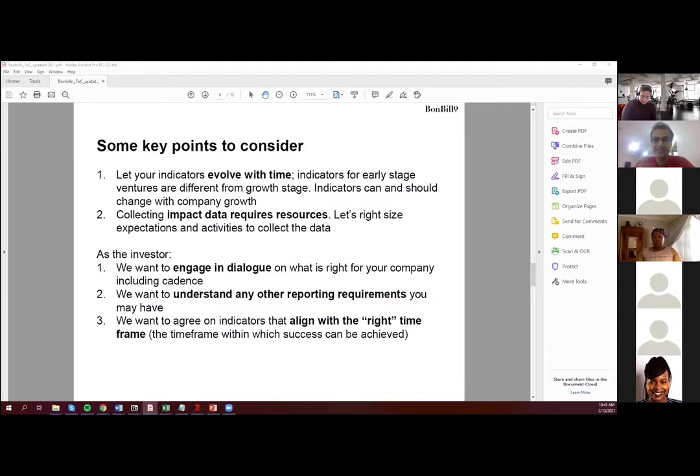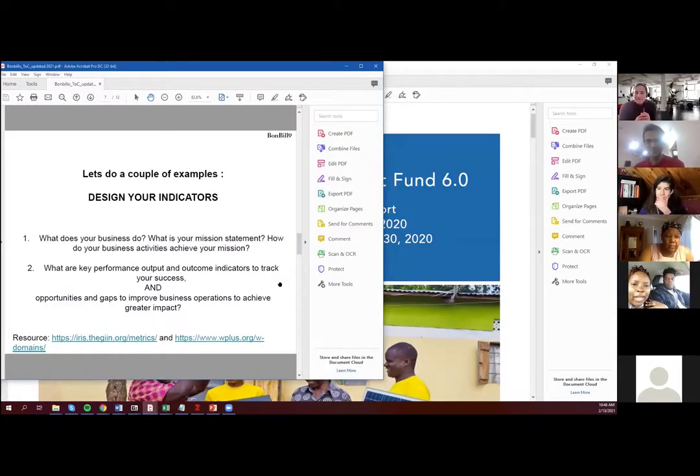This is a pretty in-depth process that can take a lot of time. And Yaquta is an expert in the field who's really looking to provide the key points so that you can hopefully leave with a couple of metrics, at least 1 or 2 teams today. What are key performance output and outcome indicators to track your success, and opportunities and gaps to improve business operations to achieve greater impact?